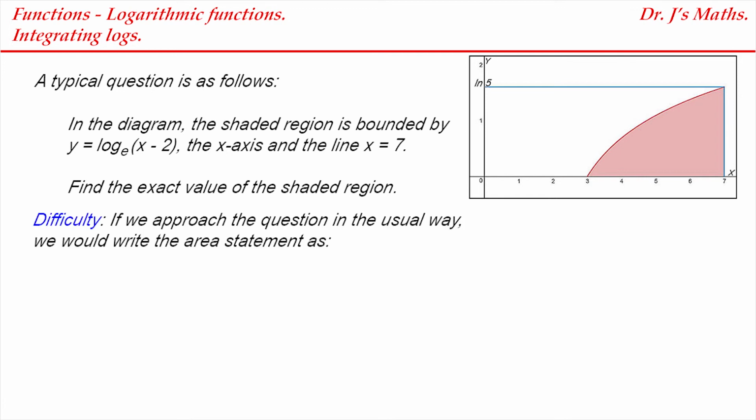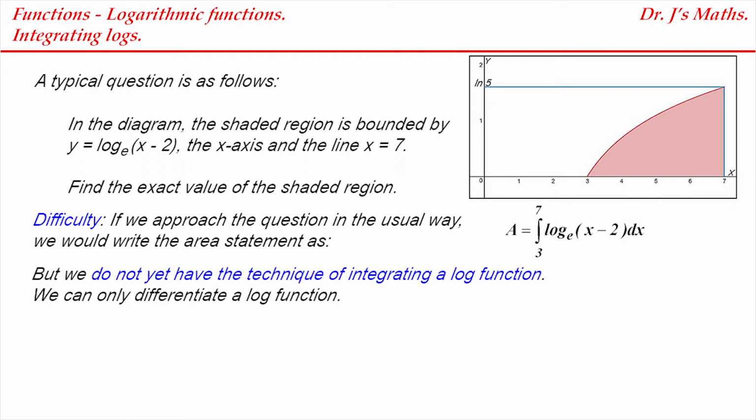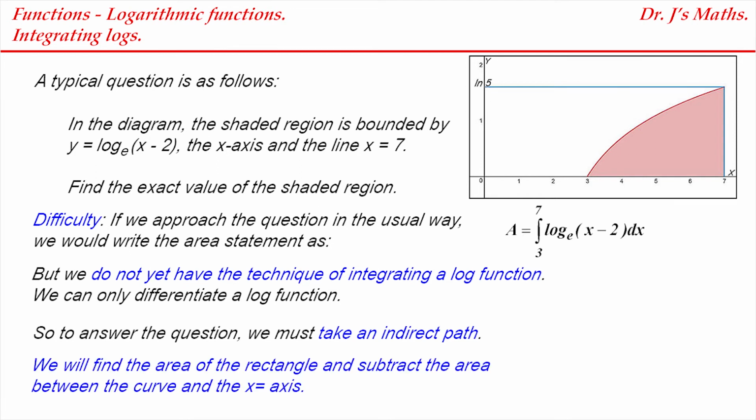Now, a difficulty. If we approach the question in the usual way, we would write the area statement as the integral from 3 to 7 under the curve log(x minus 2) to the base e dx. But we do not yet have the technique of integrating a log function. We can only differentiate a log function. So to answer the question, we must take an indirect path. We will instead find the area of the rectangle and subtract the area between the curve and the x-axis.